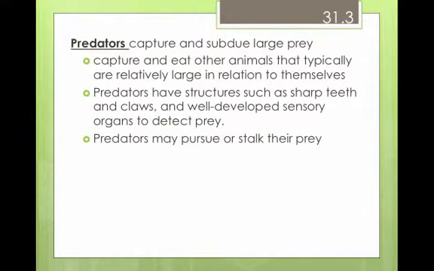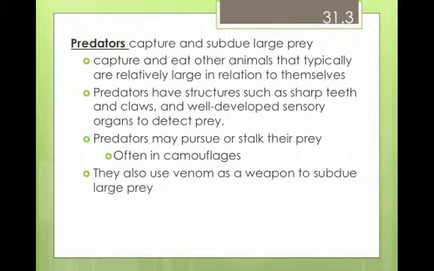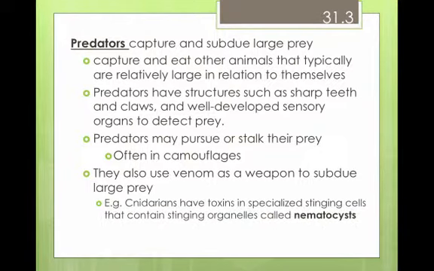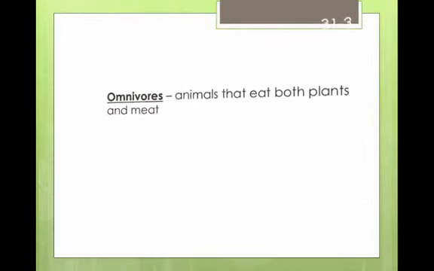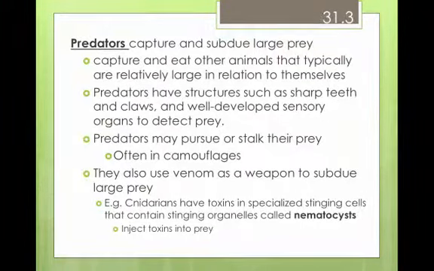So predators may pursue or stalk their prey, and they're often camouflaged, and they also use venom as a weapon to subdue large prey. For example, cnidarians have toxins in specialized stinging cells that contain stinging organelles called nematocysts. These inject toxins into the prey, thereby subduing them, and then they can consume them. And for a real quick thought, cnidarians include jellyfish.